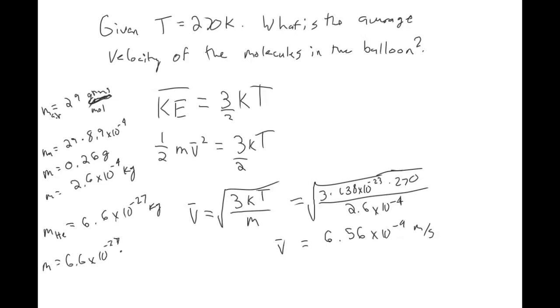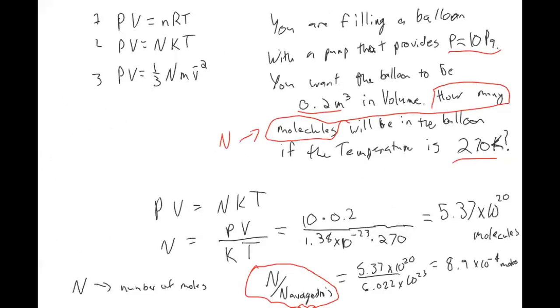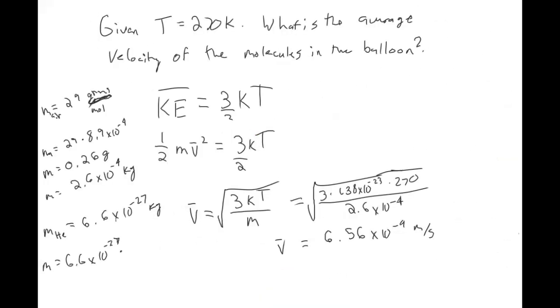What did I say? 5.37 times 10 to the 20. So multiplying those two things together, times 10 to the minus 6 kilograms.